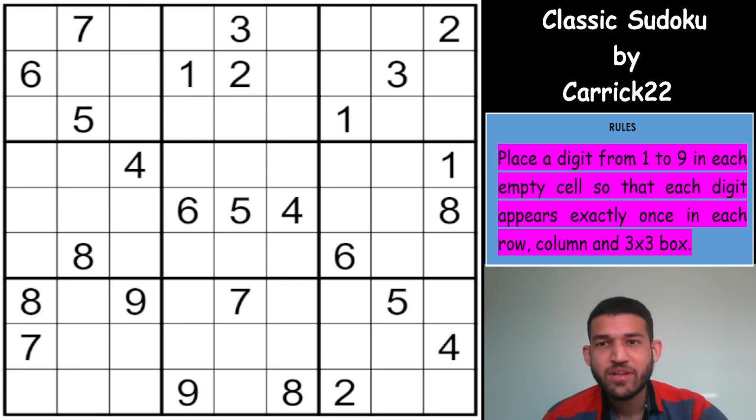This is a live solve. I hope this is enjoyable for you.